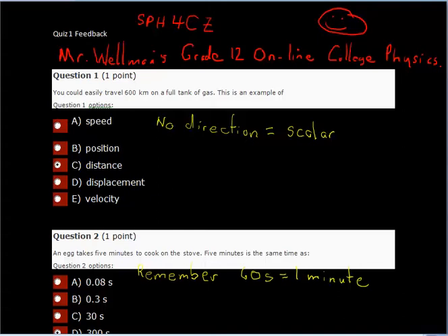This is an example of, and since there is no direction, it means that it is a scalar. That rules out position, displacement, and velocity, because they are all vectors. Since this is not a rate, it rules out speed, because speed is a rate, which leaves us with distance being your answer to that question.